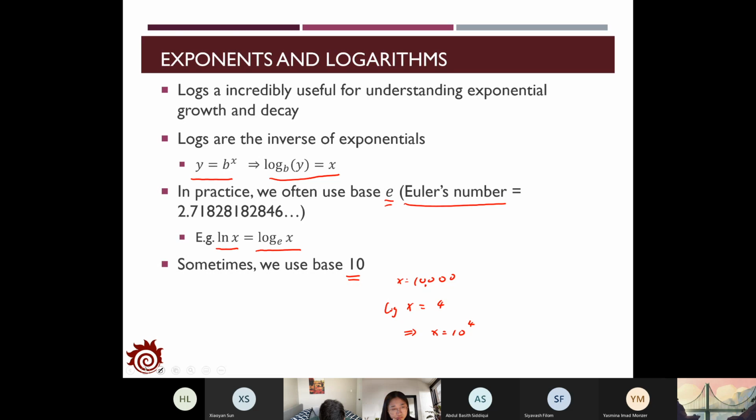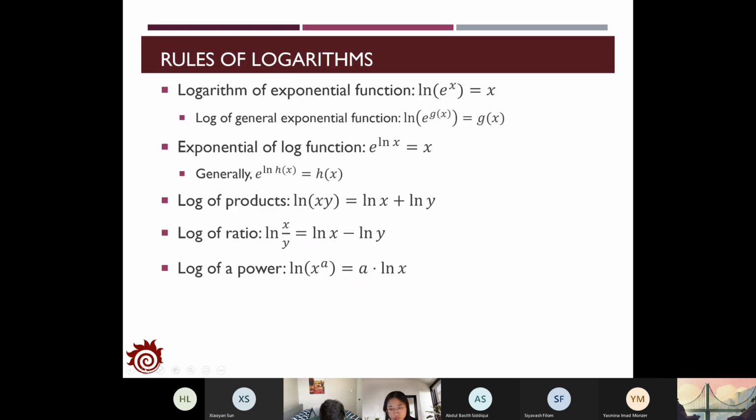So that's for the log function. And there are also some rules for us to use the log functions. The first thing: for the log of e^x, the exponential of x, definitely it will be x. And it can also be extended to the general function: the ln of the exponential of g(x) will be the general function g(x), any function applied to the power of the Euler number.